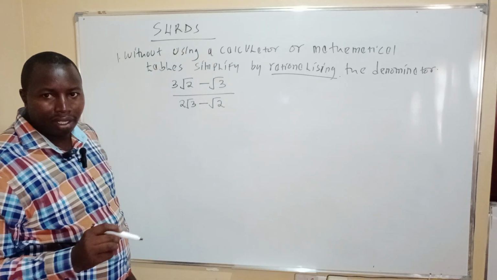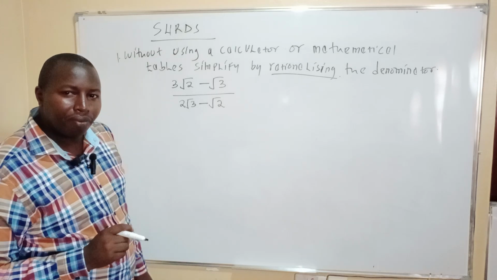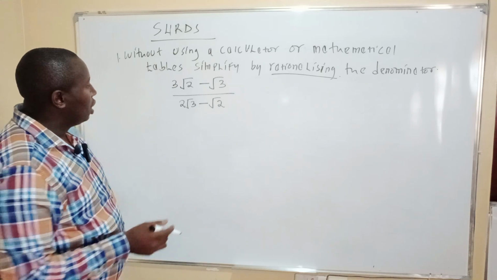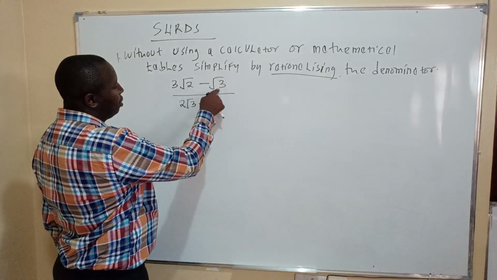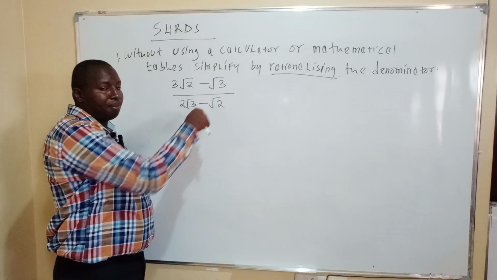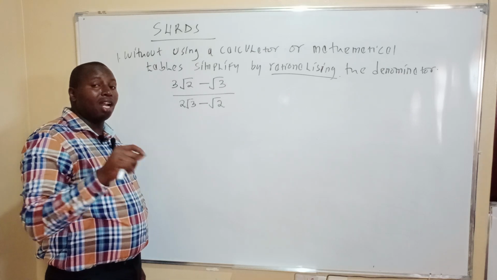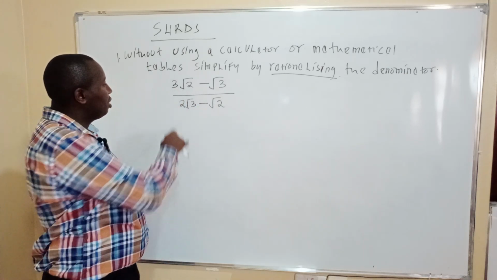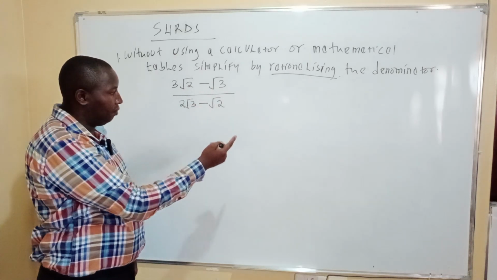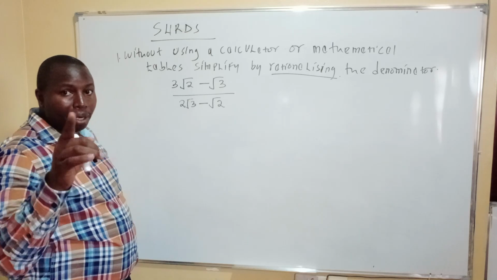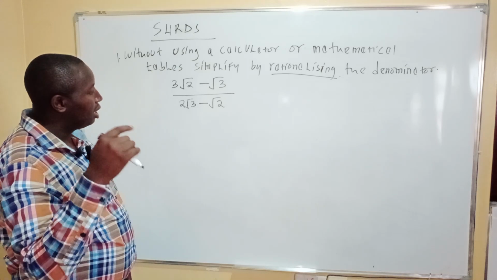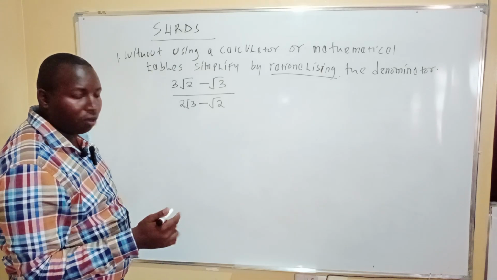We rationalize. Step number 1 is to identify the numerator and the denominator. So we have 3 root 2 minus root 3, all over 2 root 3 minus root 2. All these terms are in the simplest form. 3 root 2, you can't simplify further. Root 3, you can't simplify further. 2 root 3, you can't simplify further, and root 2. That's step number 1, to identify if it is in its simplest form.